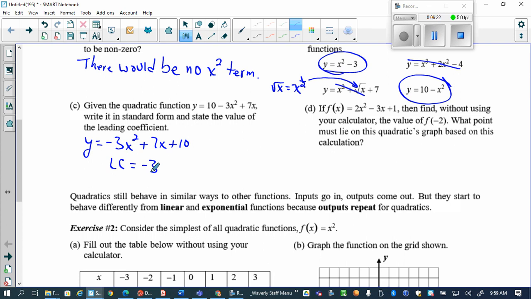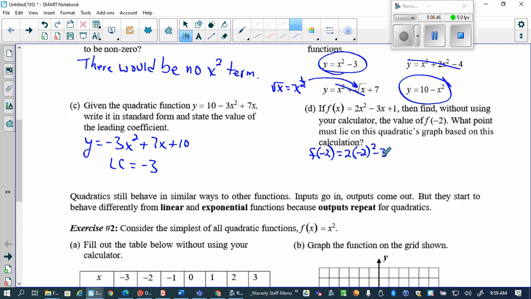Okay, so part D, now they have f of x equals 2x squared minus 3x plus 1. Find, without using your calculator, f of negative 2. We've done this a million times, right? Just plug in that, so f of negative 2 would be 2 times negative 2 squared minus 3.